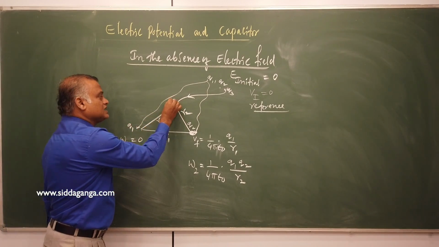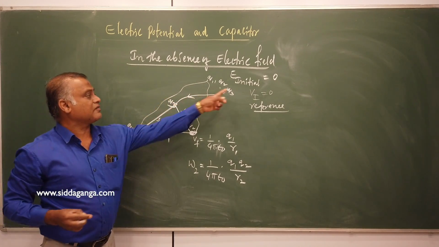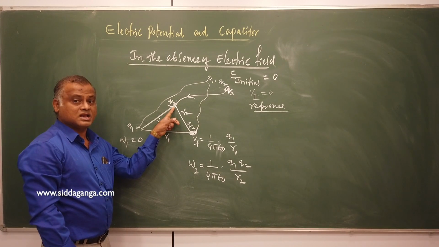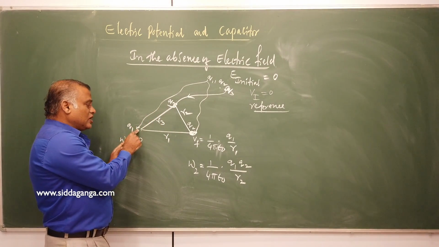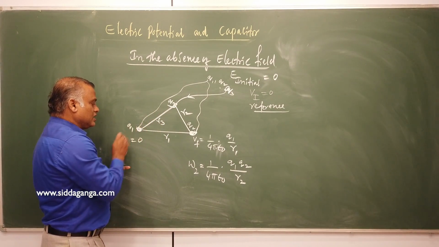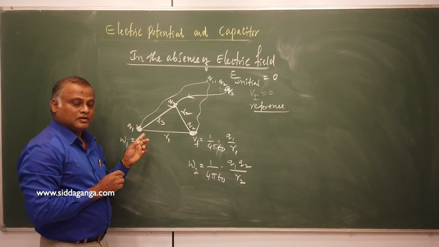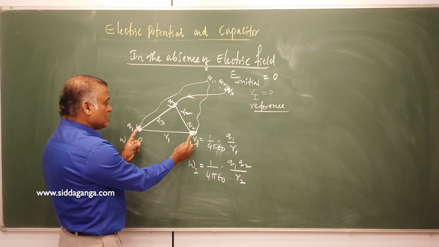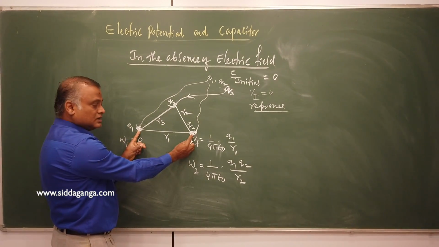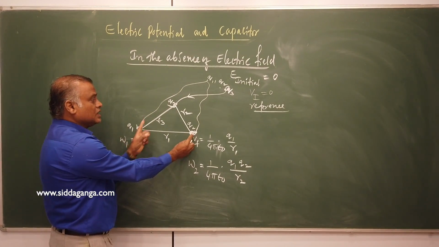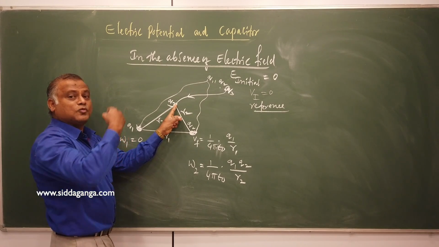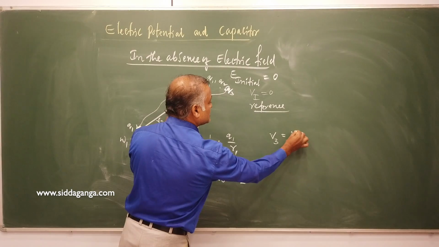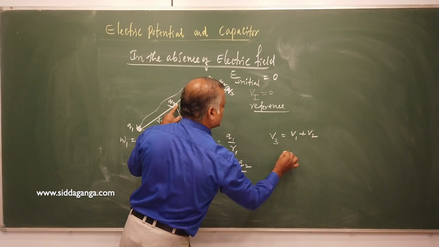Now Q3 is brought from infinity to the point of consideration. Earlier when you were bringing Q1 here, there was nothing. Work done is 0, and second, it is stored as potential energy. Now, because of these two charges, you will have some new potential at point 3. That is due to the first charge and second charge.